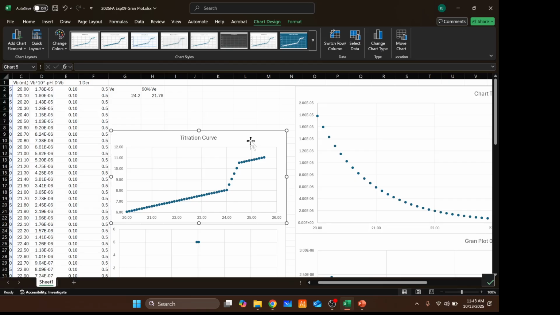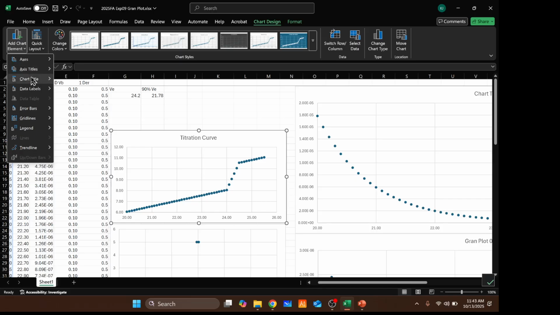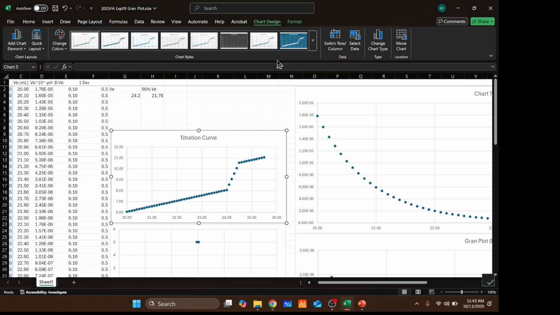What you can also do is take a line, literally a ruler, or you can use your line tool up here, add element to chart, and literally just take a line and draw it down to the VE. See how it's 24.2 on mine? That's how you do it graphically.